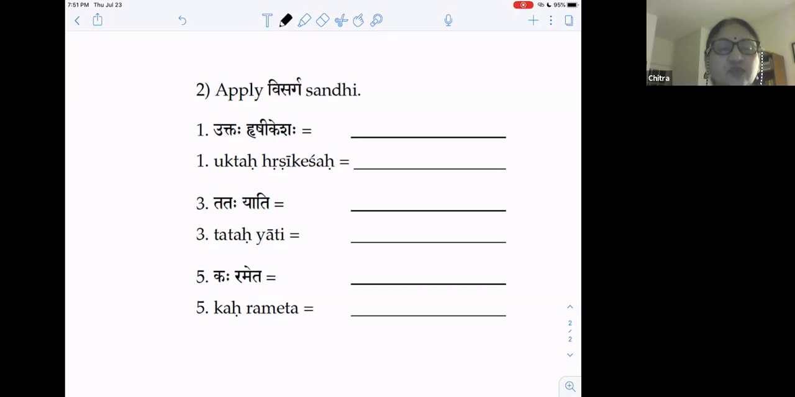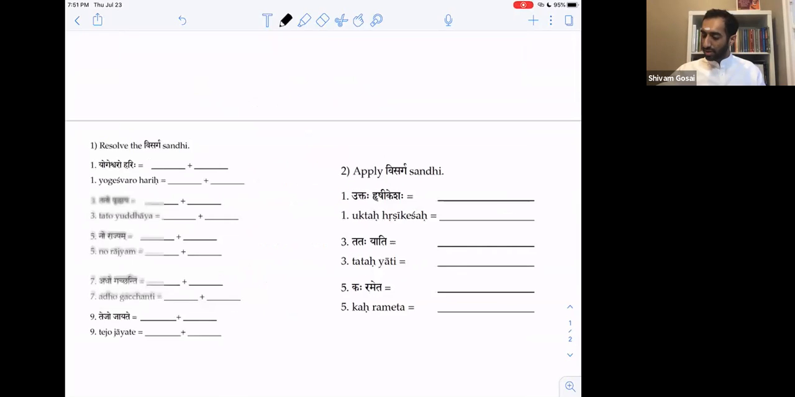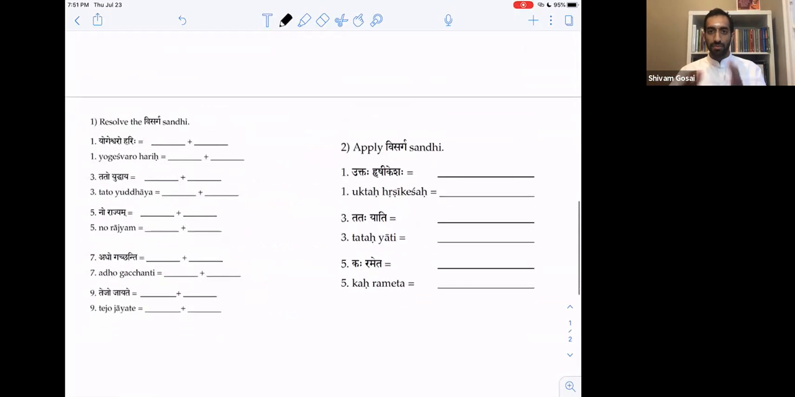The first one, Ukto Rishikesha. Great. Third one, Tato Yati. Number 5, Ko Rameta. Yeah, great. Thank you. Okay, perfect. Ko Rameta. Okay, so this is our Namo Namah Sandhi.